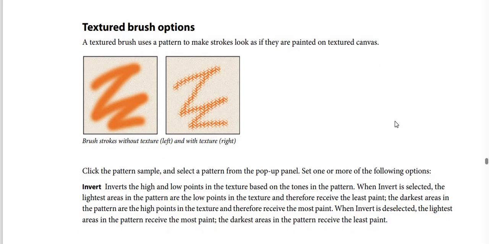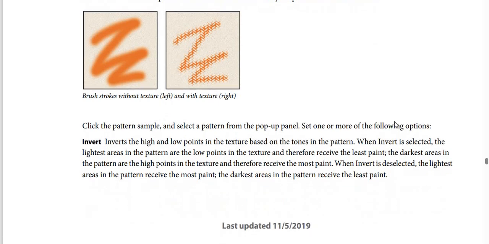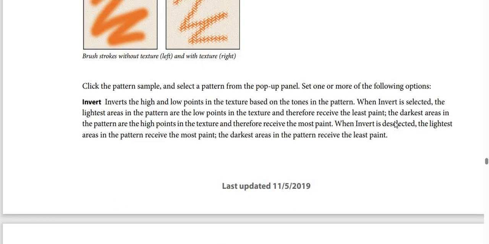We have two images here now. On the left side, brush strokes without texture, and on the right side, with texture. Click the pattern sample, select a pattern from the pop-up panel, and set one or more of the following options. Invert. What about invert?